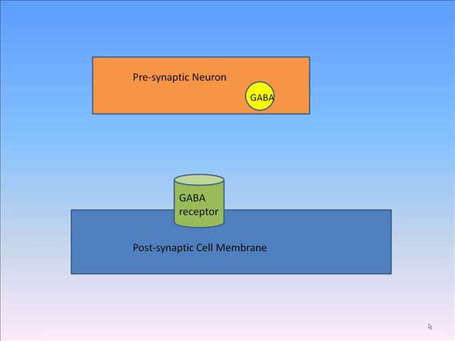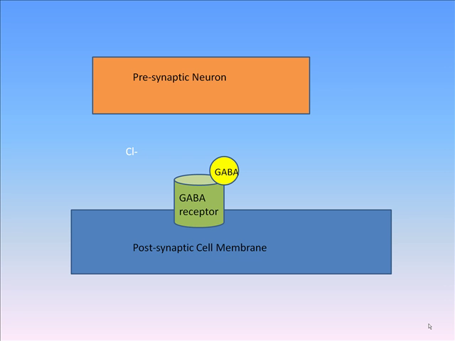Now, when the neurons pass information to each other, they use chemical messengers called neurotransmitters. One of these neurotransmitters is called GABA. There is a special type of receptor called a GABA receptor which acts like the lock where GABA is the key. So first of all, the GABA is released from the presynaptic neuron. It then binds to the GABA receptor, opening it and allowing negatively charged chloride ions to pass through.